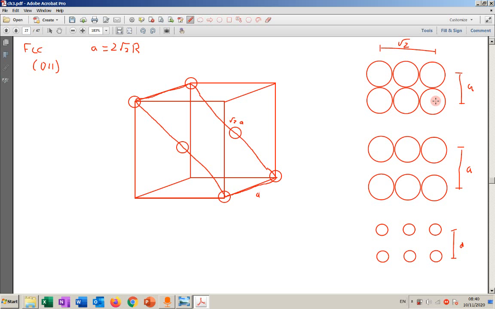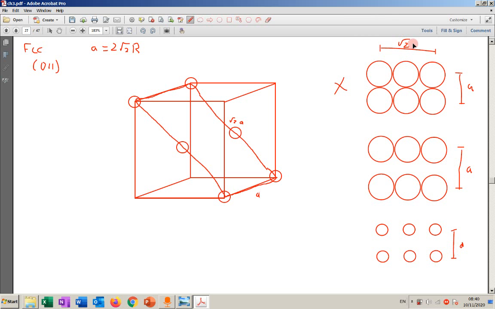Why? Because in the first case, when they're touching each other, this is 2R, yes? Well, A is not 2R, it is 2 root 2 R, so it's not the first case. Those two atoms here are not touching each other, so it's not the first case. Yeah, this is possible. Why? Because it's more than 2R. One of these two possibilities will be correct.